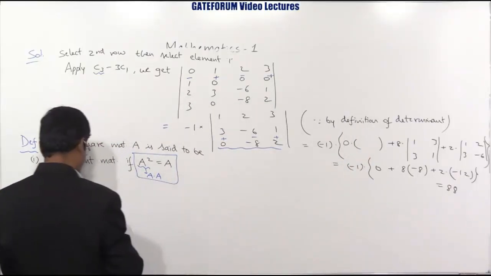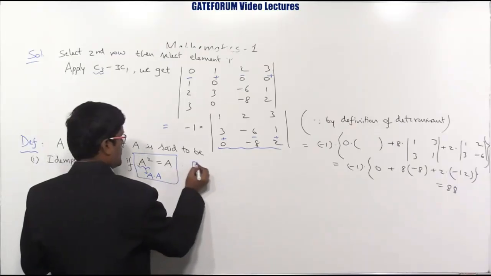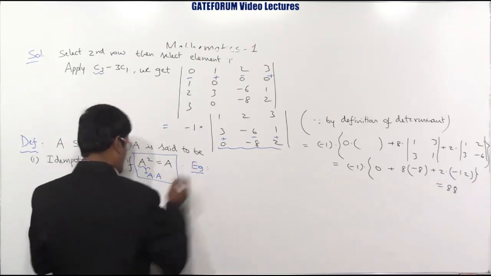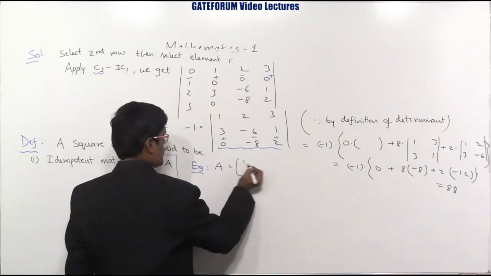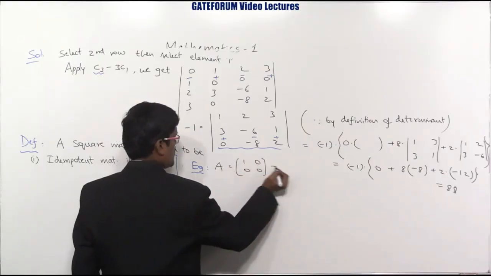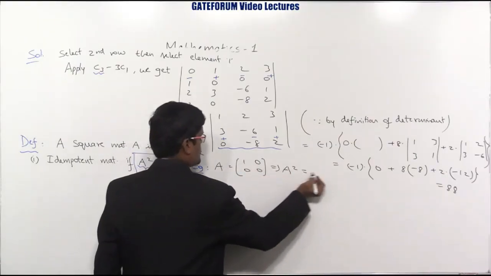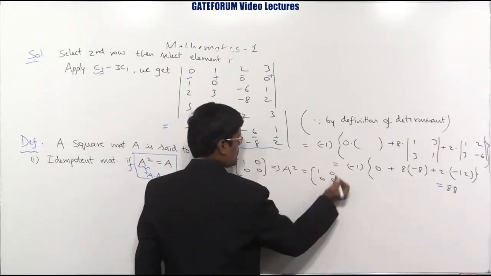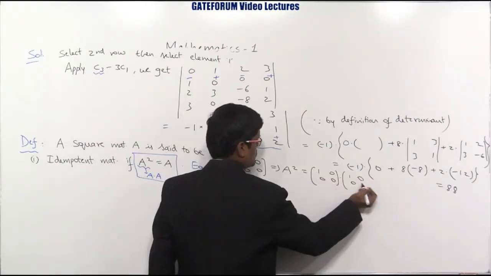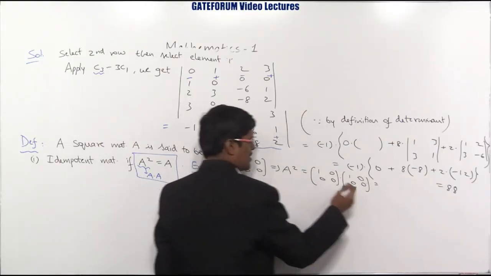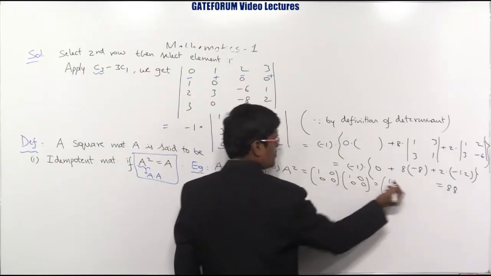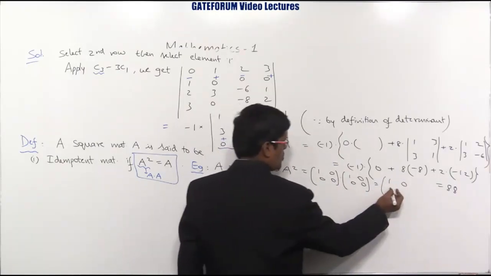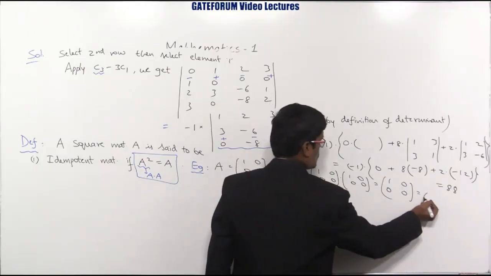I will provide an example immediately. Everyone, please verify whether A square gives A or not. A is equal to 1, 0, 0, 0. A square is equal to 1, 0, 0, 0 multiplied by again 1, 0, 0, 0. What is that answer? First row into first column 1. First row into second column 0. Second row into first column, all are 0, 0. Once again you will be getting A.